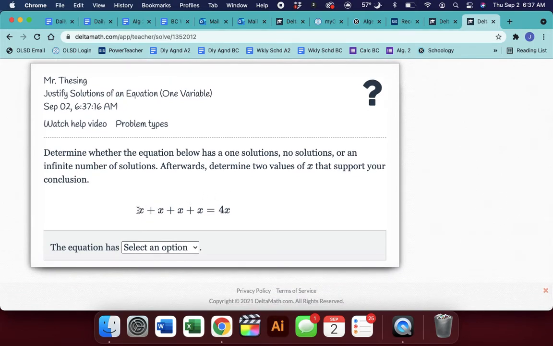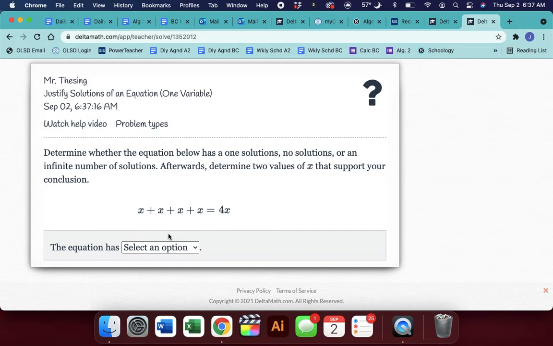Okay, how about this? So x plus x plus x plus x is equal to 4x. Let's just try a number. How about 10, right? So 10 plus 10 plus 10 plus 10 would be 40 over here. The question is, is that actually equal to 4 times 10? 4 times 10 is 40. So yeah, that's actually true. So 10 is a solution here.